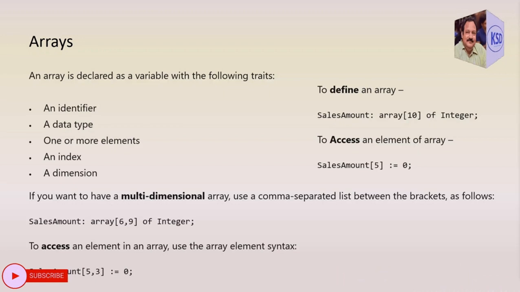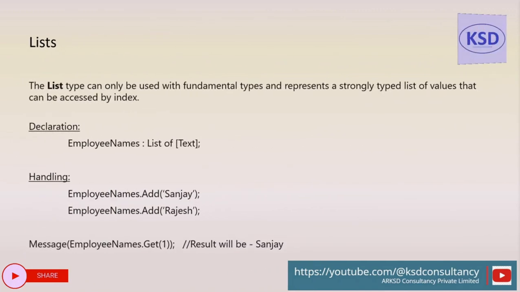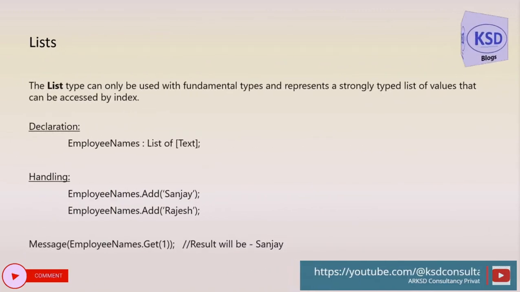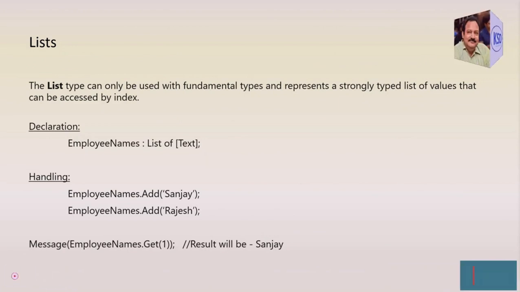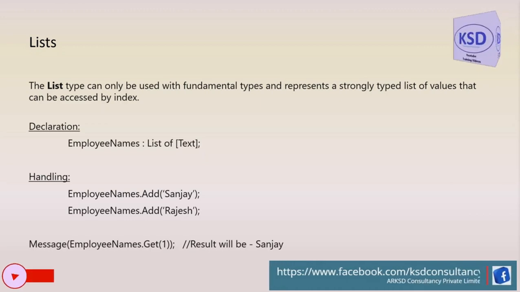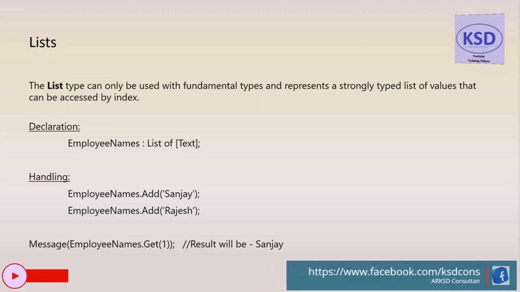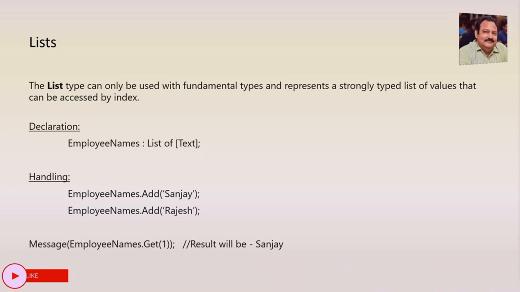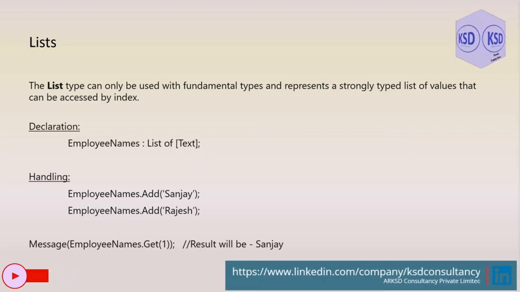So next we will look at the list. So the list data type can be compared with an array. It is similar to the array only. The list type can only be used with fundamental types and represents a strongly typed list of values that can be accessed by index.